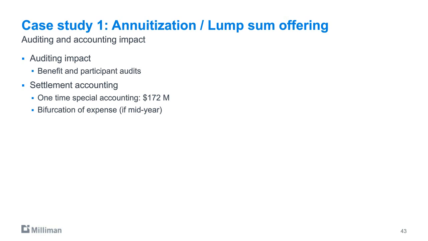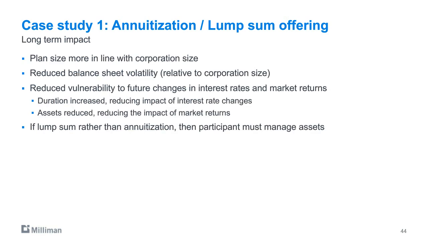Additionally, if the settlement happens sometime throughout the year, the expense becomes bifurcated to the period before and period after. That gets a little bit complicated, and that requires a lot of review with the auditing team, and there's a lot of back and forth in that accounting. But the purpose of buying these annuities is to make the plan more in line with size. In the actual case, this also came with a large contribution that offset some of the underfunding.